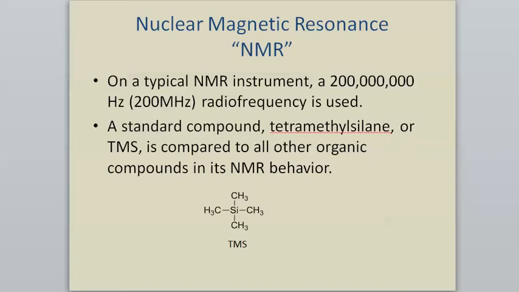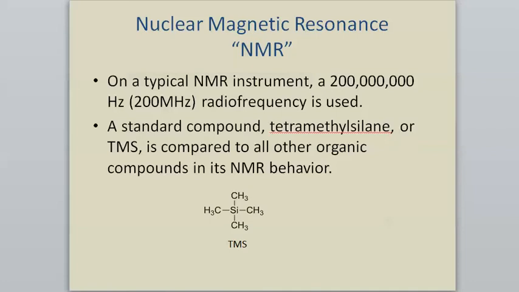Is the hydrogen part of a methyl group attached to carbon, or is it perhaps an alcohol hydrogen attached to an oxygen? Those kinds of details are great to be able to figure out when you're studying organic compounds, and NMR is a good way to see those differences.